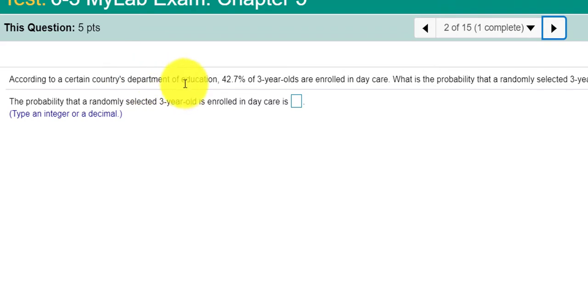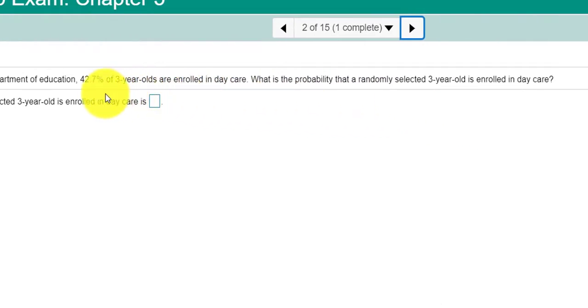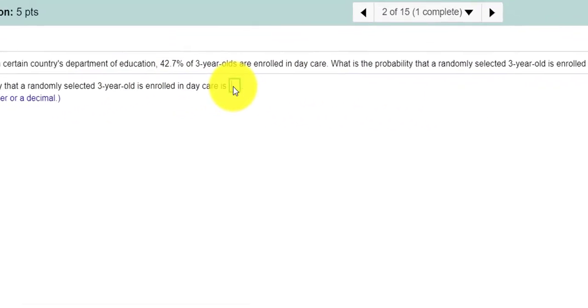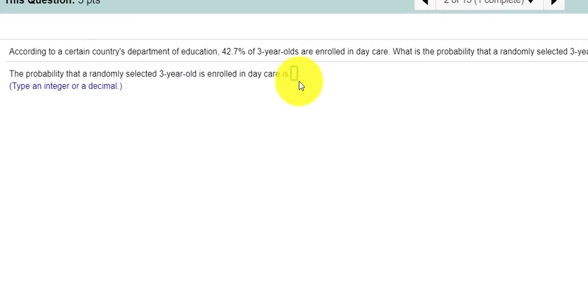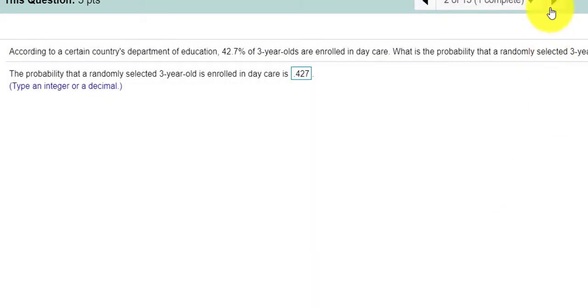Okay, so it says 42.7% of 3-year-olds are enrolled in daycare. What is the probability that a randomly selected 3-year-old is in daycare? Well, that would be your 42.7%, right? But just written as a decimal, 0.427. Check answer, we get the 100%.